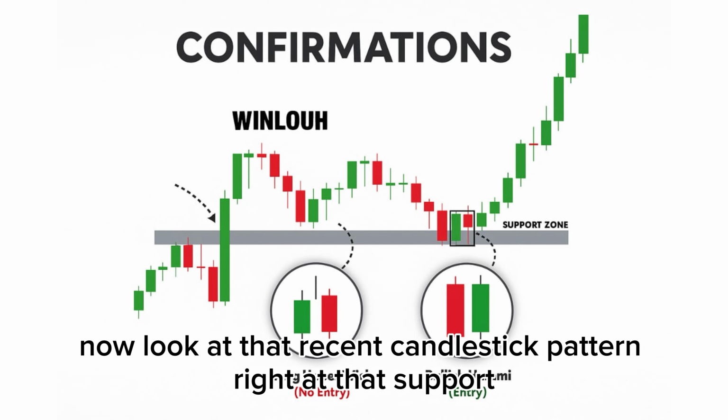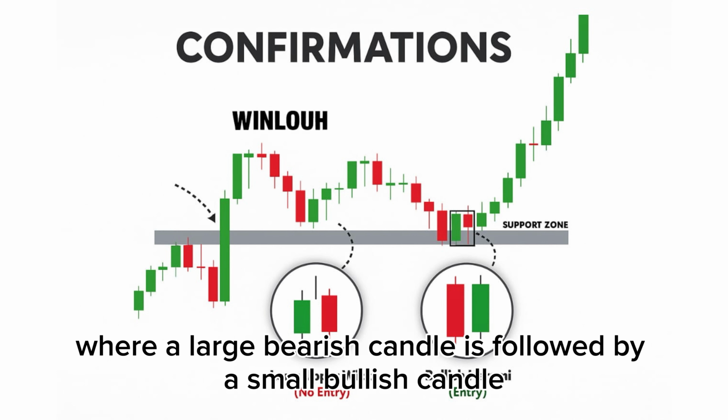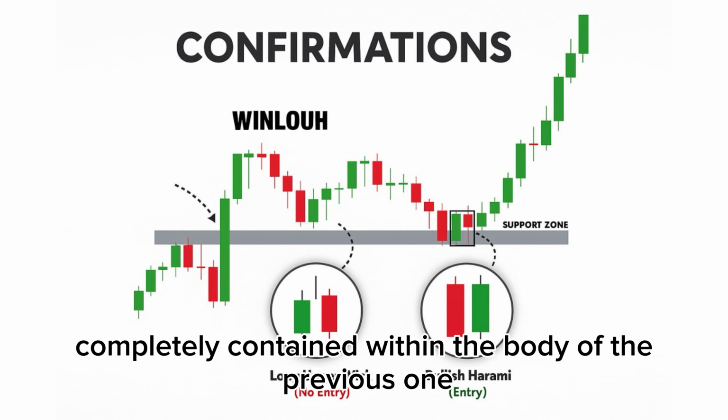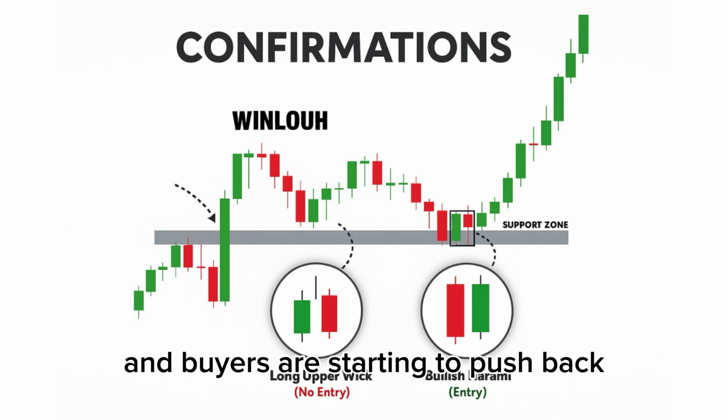Now look at that recent candlestick pattern right at that support. It's a bullish harami. This is a key reversal signal where a large bearish candle is followed by a small bullish candle completely contained within the body of the previous one. It tells us that the selling momentum is exhausting and buyers are starting to push back.